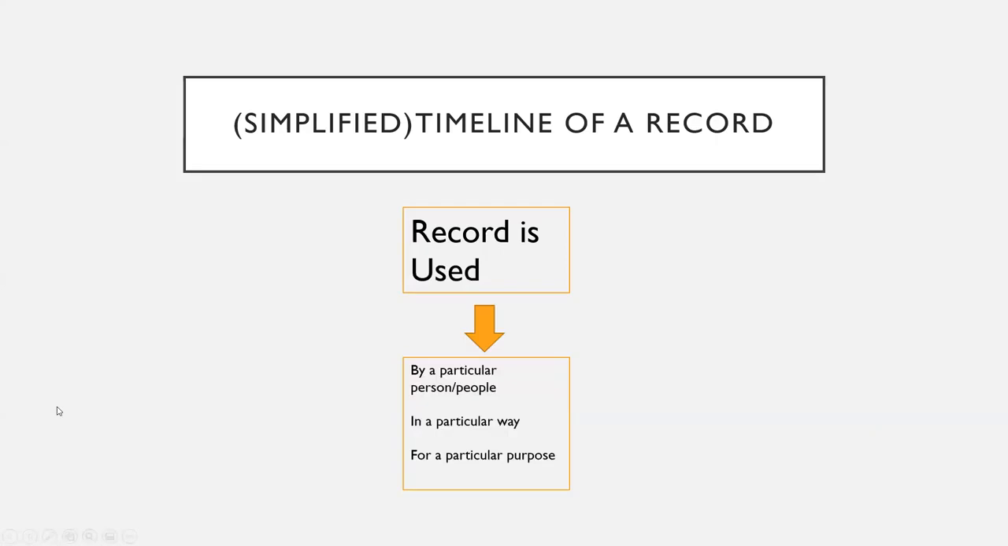Okay, and then we have our next stage, the use stage. So the record is used by a particular person or by people. It's used in a particular way and for a particular purpose.